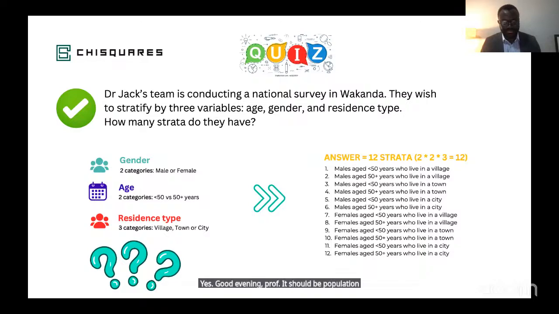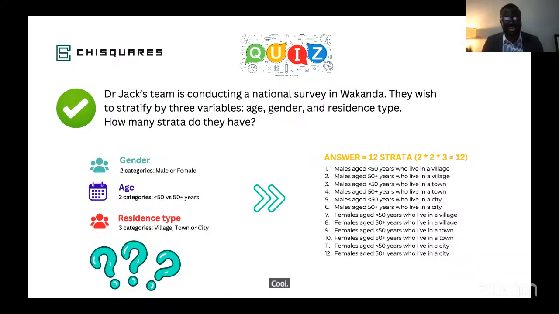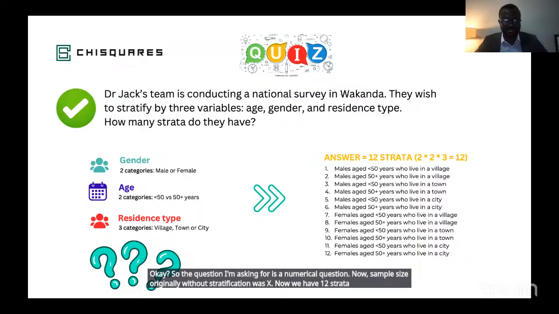Okay. So the question I'm asking is a numerical question. Our sample size originally, without stratification, was X. Now we have 12 strata. Our sample size is now what?